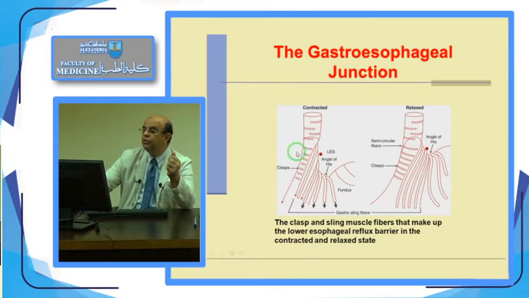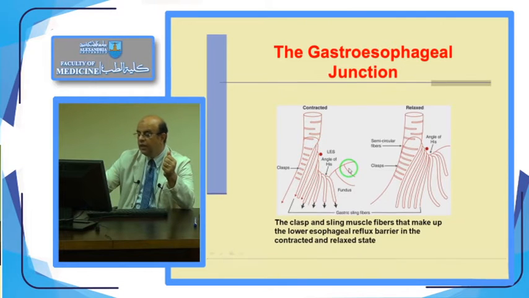So this is the picture. We have here the circular muscles, which we call clasps, and here are the oblique muscle fibers, which we call the sling fibers, and the contraction of the sling fibers makes the angle of Hiss more acute. So if the angle of Hiss is at this level, when these fibers contract, it makes this angle more acute, which has an important role as a barrier for reflux.